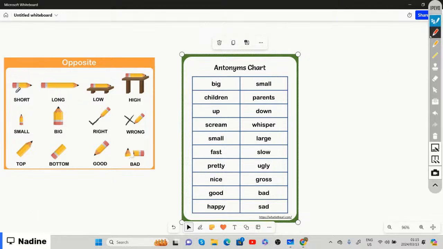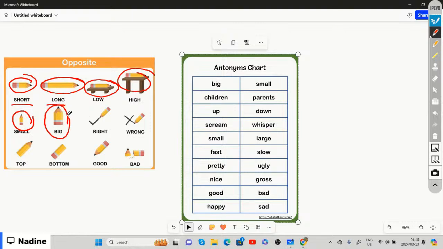Even over here, if we look at some more examples, right? We have a short pencil and then we have a long pencil, right? Something is either low or something is very high. We can say either something is big, small. It's either something is right and the opposite is when something is wrong.